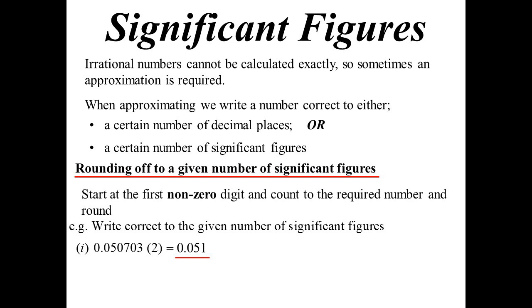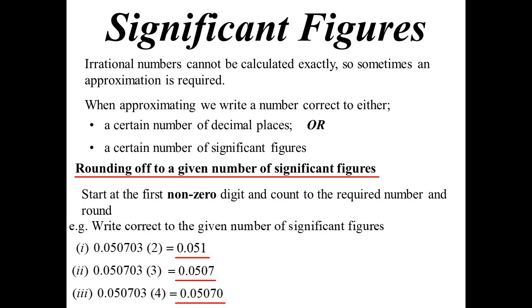So it's 0.051. If it was 3, same deal, I'll start at the 5: 507, next number's a 0, so I leave it at 7, 507. If it was 4, 5070, next number's a 3, so I leave it down.